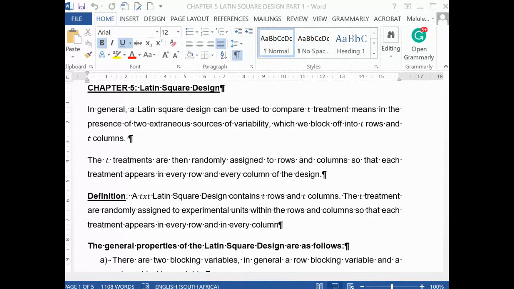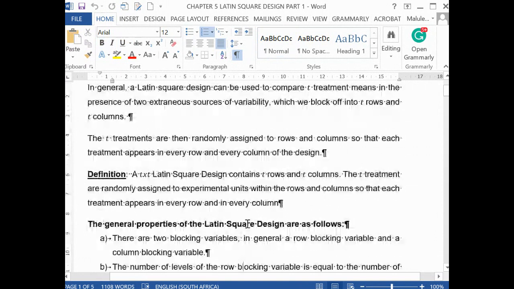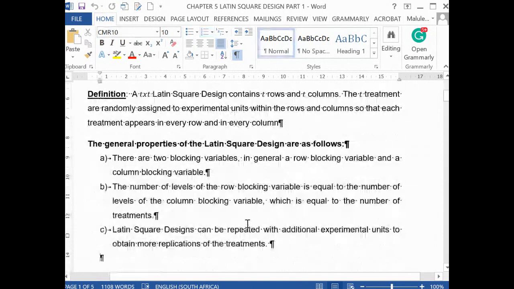Again, I spoke about the 3 general properties of Latin square design. This is what was covered last week. We said it has 2 blocking factors: you're blocking by row and by column. The number of rows is always equal to the number of columns and equal to the number of treatments. You can summarize this, but make sure that you don't lose the meaning of what we're trying to say here. The third one, we said a Latin square design can be replicated.